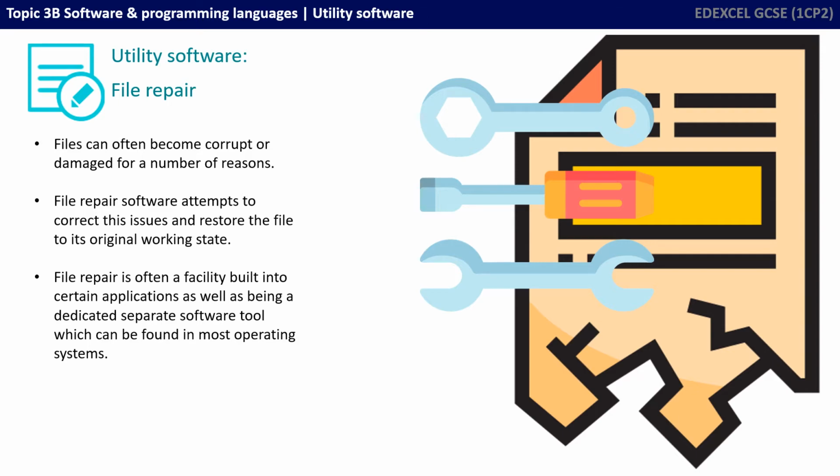So file repair is essentially exactly what it sounds like. Files, for a number of reasons, can often become corrupt or damaged, and then you're unable to open them or use them. File repair software attempts to correct these issues and restore the file to its original or indeed a working state where you can access it. File repair is often a facility built into certain applications, as well as being a dedicated, separate software tool which can be found in most operating systems. You may have noticed in the past when you open up a word processing document that it will say this file needs to be repaired and would you like us to perform the operation.